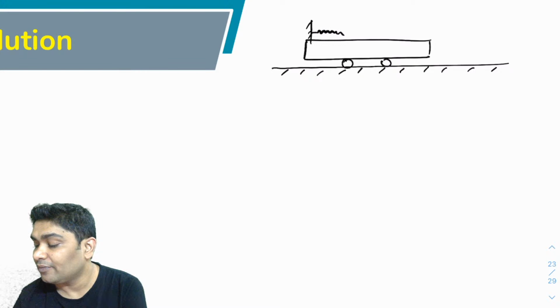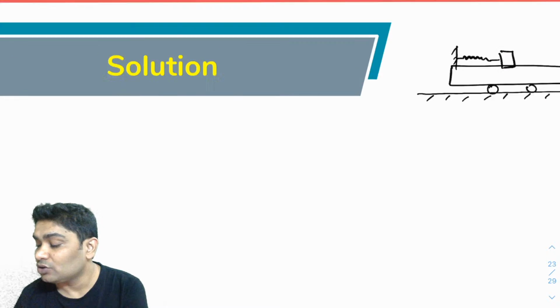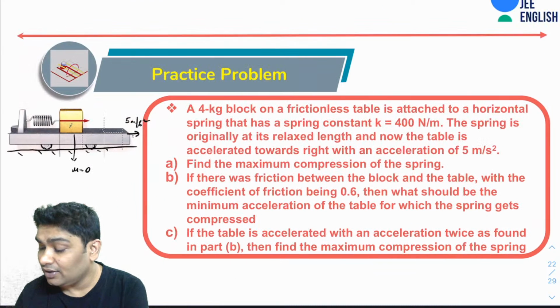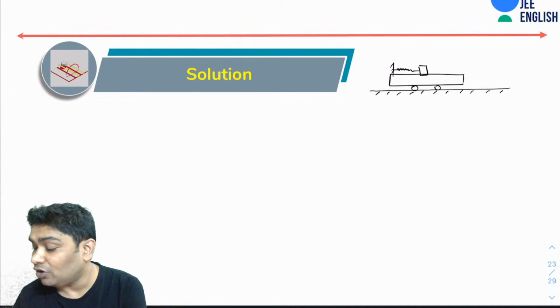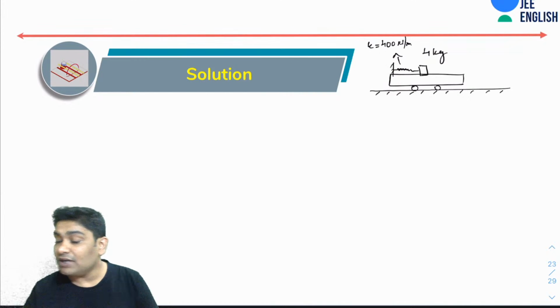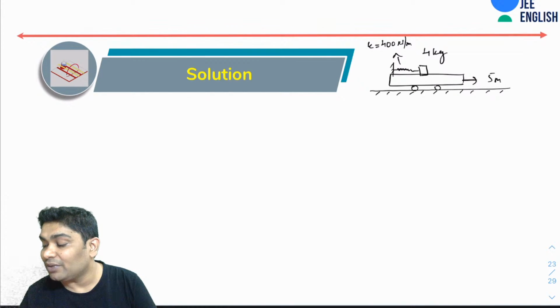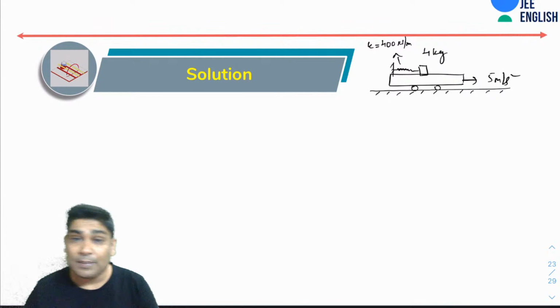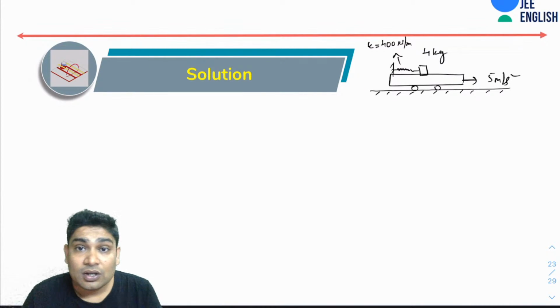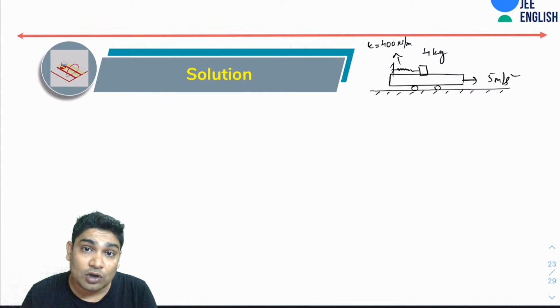And you have this spring, and you have this mass. The mass was 4 kg if I remember correctly, and the spring has a spring constant of 400. Now you've been asked, if this is accelerated with 5 meters per second squared, then what is the maximum compression in the spring? Trust me, if you try to solve this by Newton's laws, it is going to be super difficult. So what can we do then?